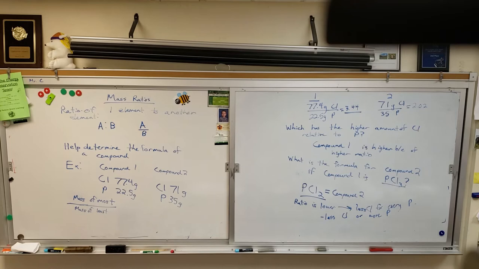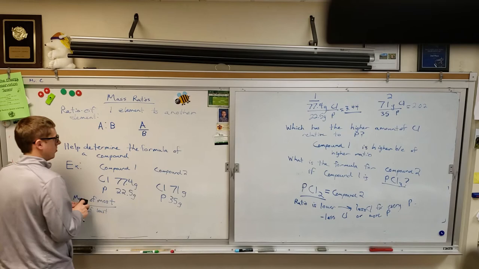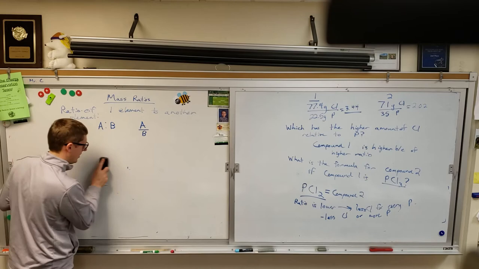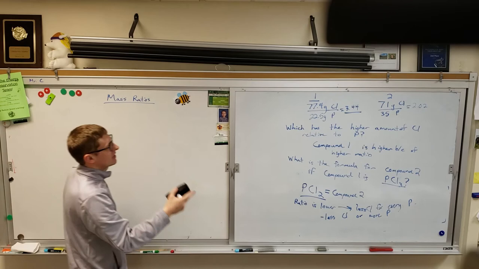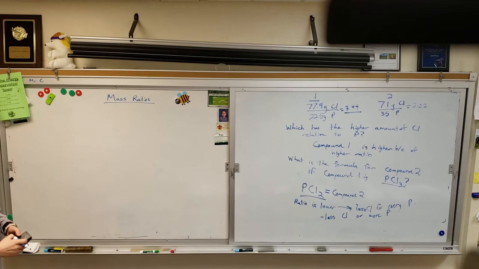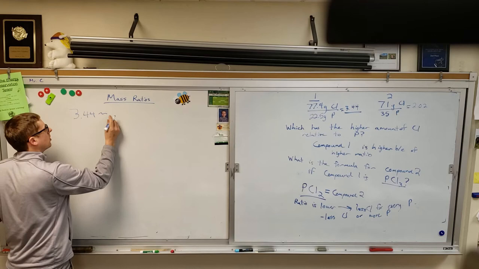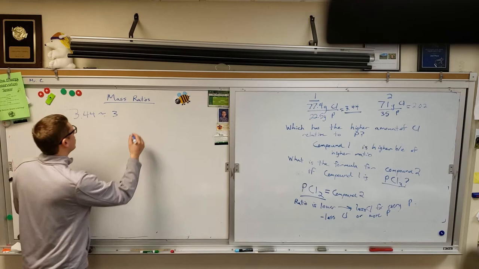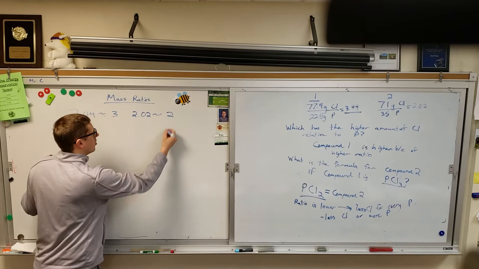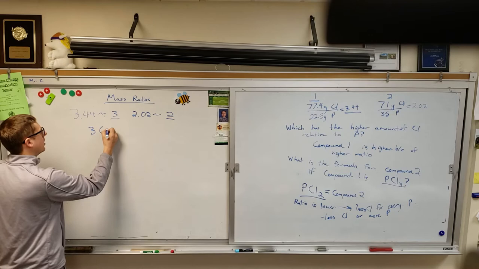Also, if we look at the ratios, what is 3.44 pretty close to? What whole number? Typically we work with whole numbers, unless you are at exactly the 0.5. So, is it closer to 4 or closer to 3? 3. Okay. 3.44, close to 3. And then 2.02 is relatively close to 2. So if we know we have 3 Cl's for 1 phosphorus in compound 1.